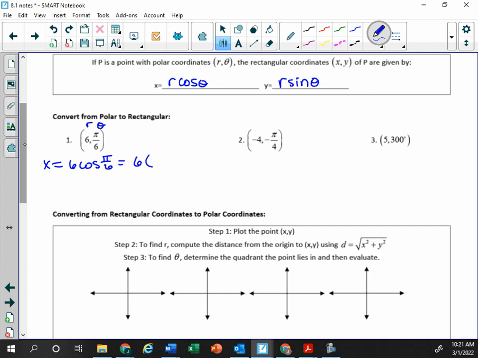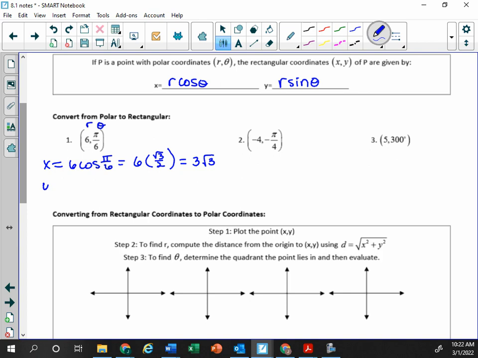So what is the cosine of pi over 6? Root 3 over 2. And what is 6 times root 3 over 2? Close? Yes. 3 root 3. Good. You got that.